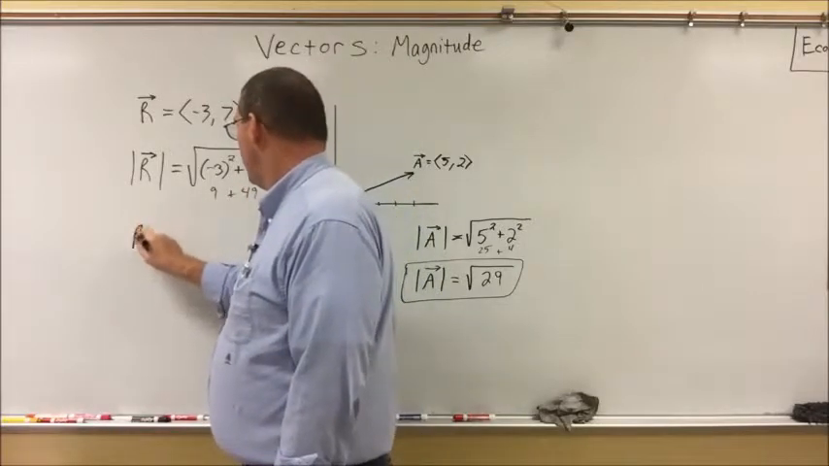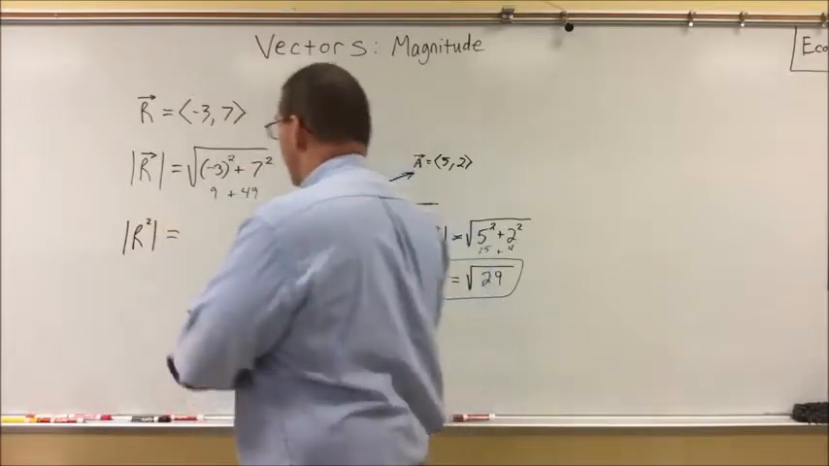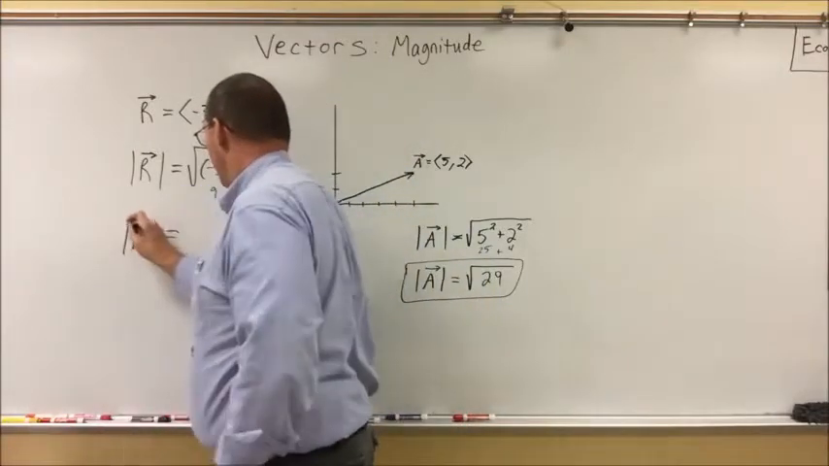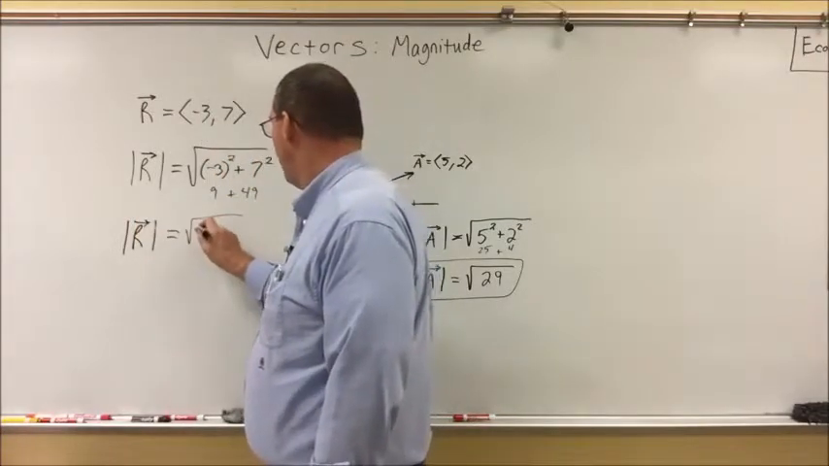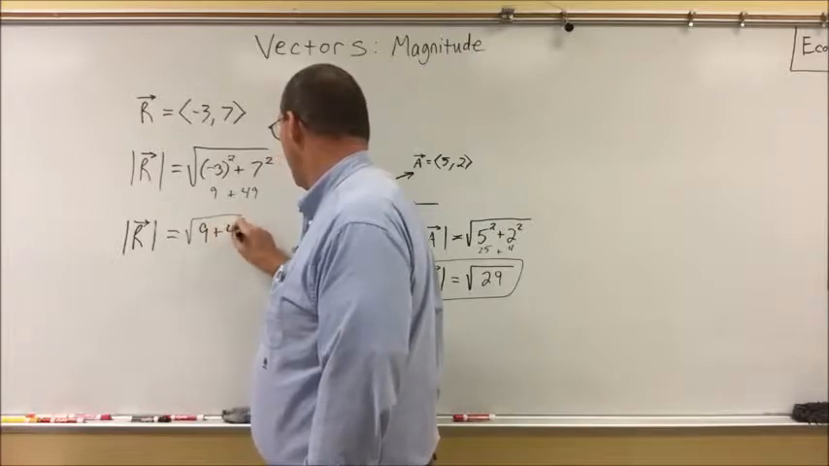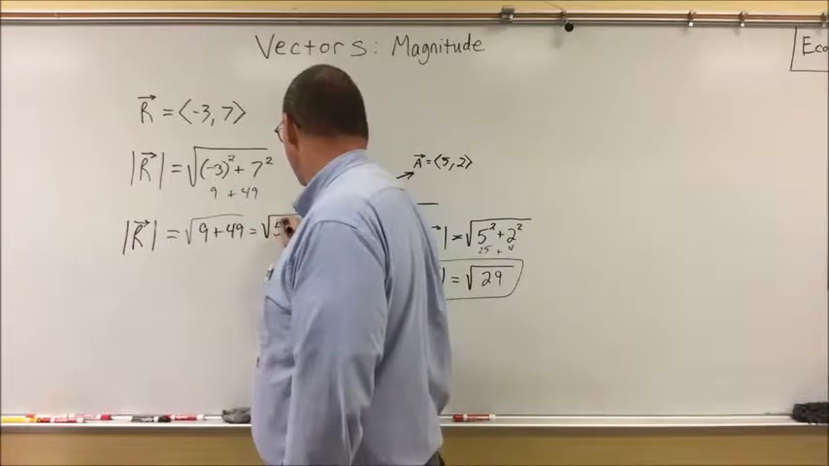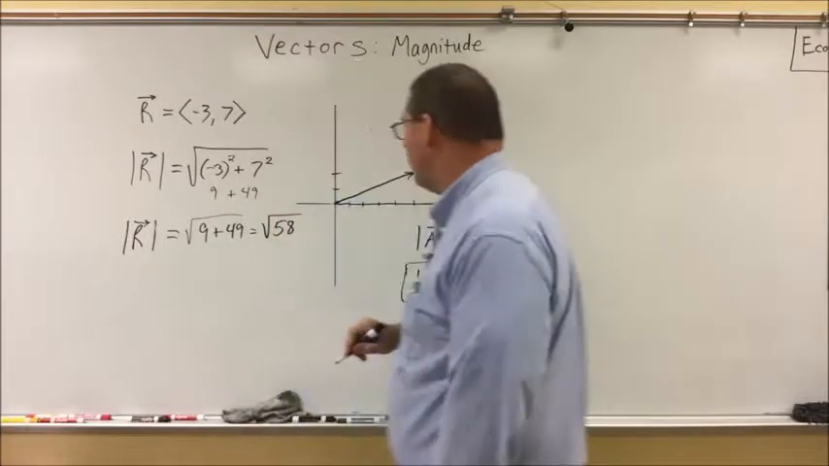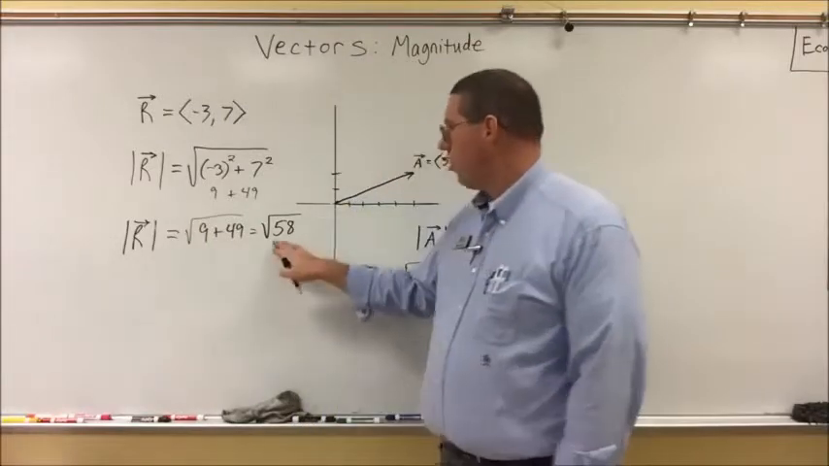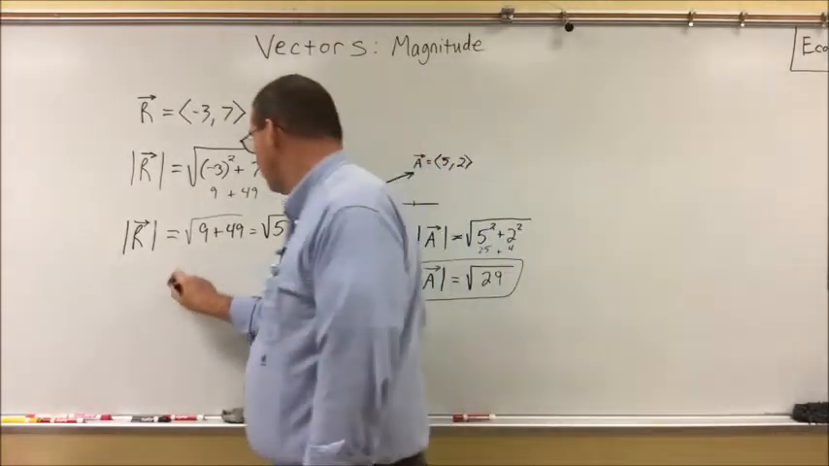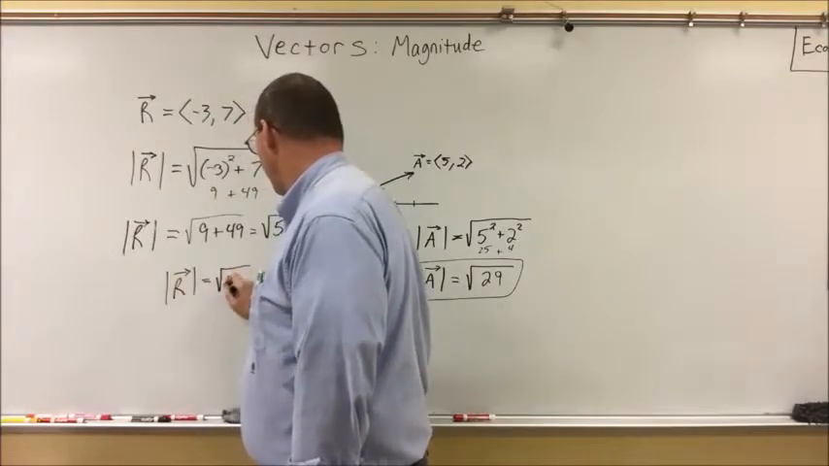Oops, that's not a squared, that's supposed to be an arrow. It's going so fast. The magnitude of vector R is going to be the square root of 9 plus 49, which is the square root of 58. Let's see, 58. Do 29, nope, not reducible. So we're just going to say the square root of 58. So the magnitude of vector R is the square root of 58.